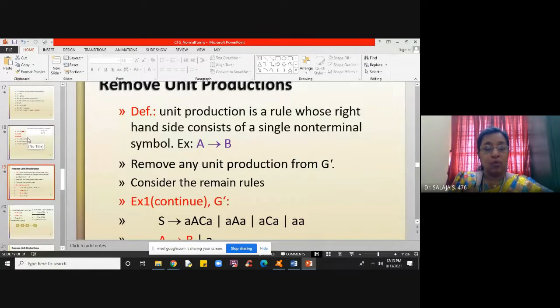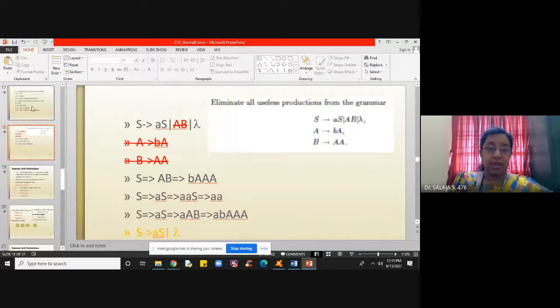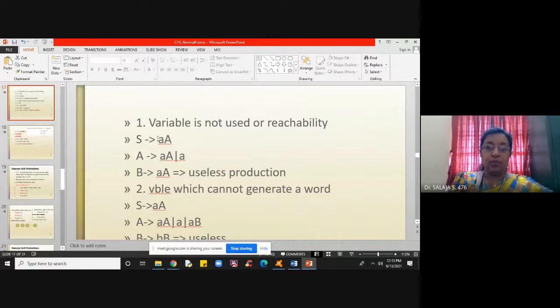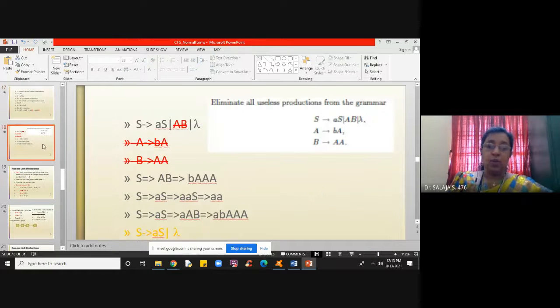Fine. So now what happens here? Such kind of productions have to be removed. Fine. So the first one is the variable is not used or is not reachable. That is also one kind of it. Now what is that type?